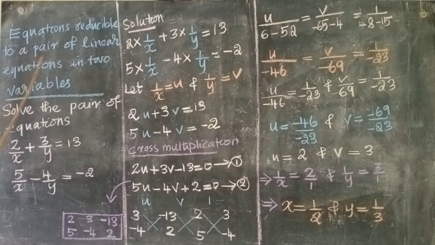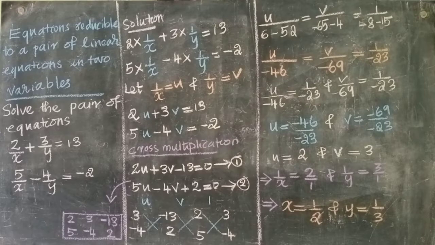Equations reducible to a pair of linear equations in two variables. In this topic, we are going to discuss the equations which are not in the form of linear equations but can be reduced to linear equations in two variables by making necessary substitutions. So let us discuss the topic by using an example.